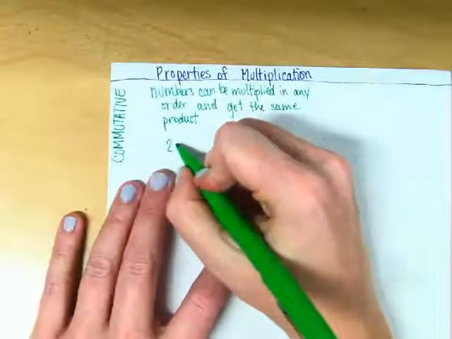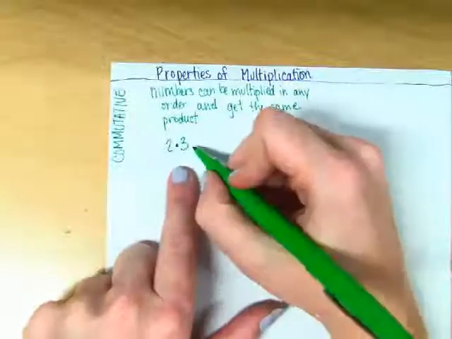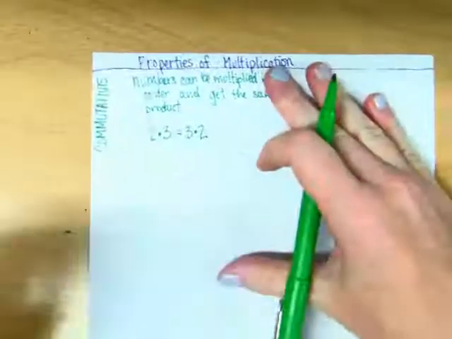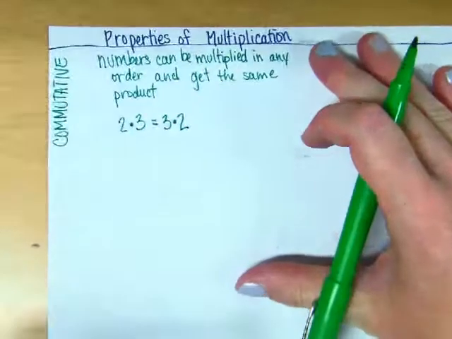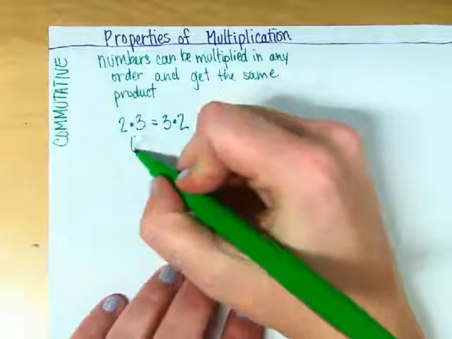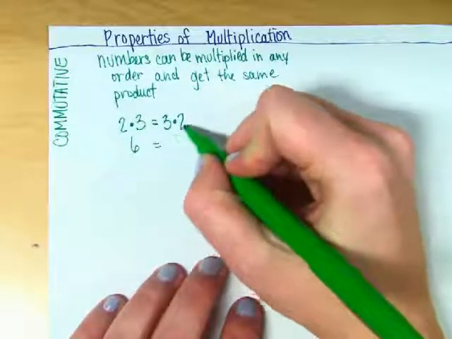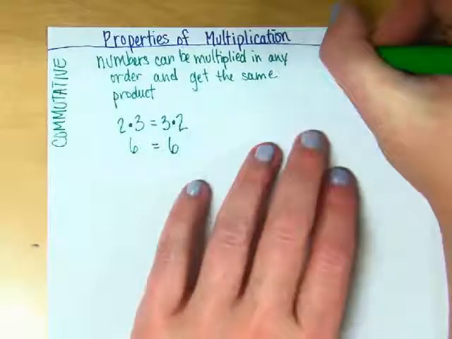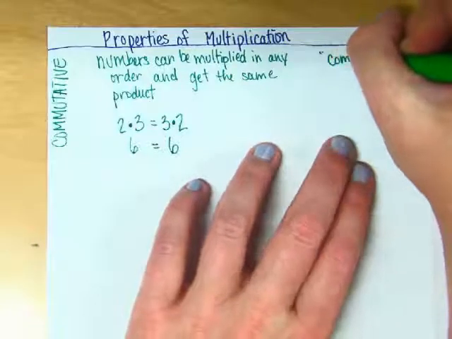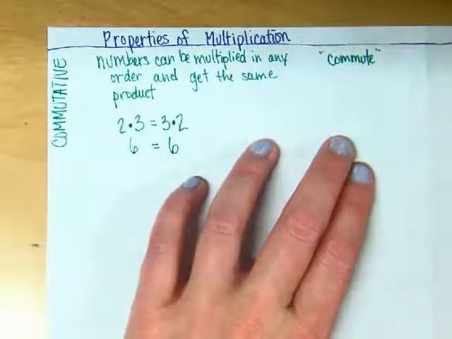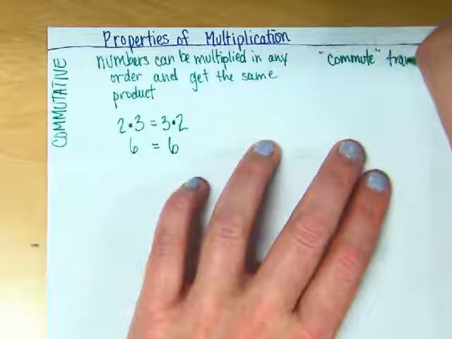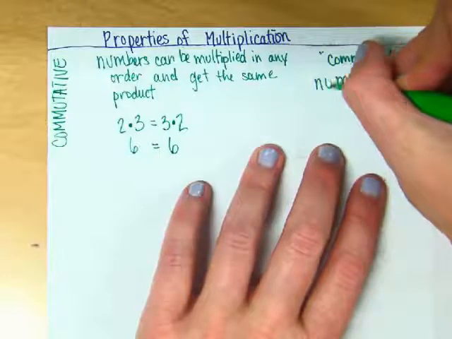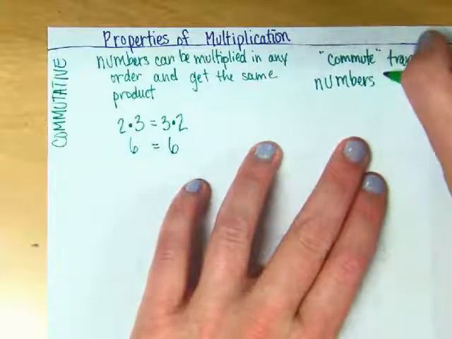So if we were looking at 2, and that symbol means times, 2 times 3, that's the same as 3 times 2. I get 6 when I multiply 2 times 3. I get 6 when I multiply 3 times 2. So again, the numbers here are commuting, is the root word, commute. The numbers are traveling. The numbers travel.